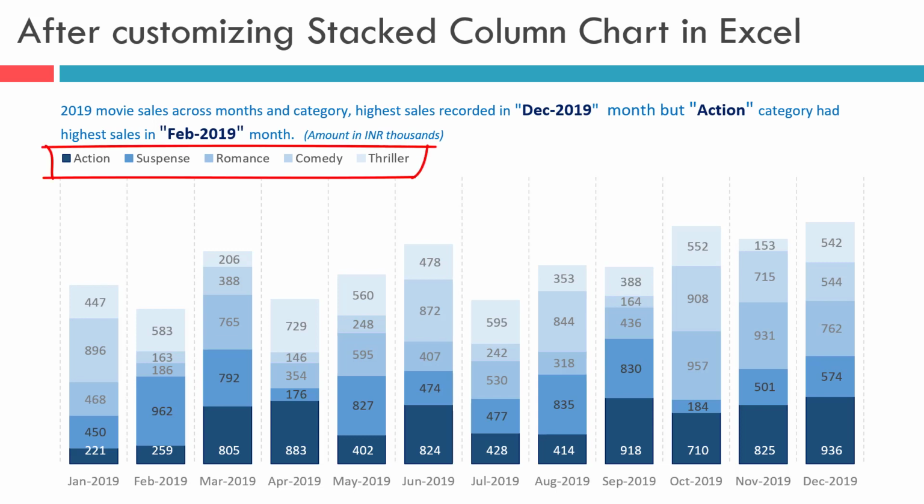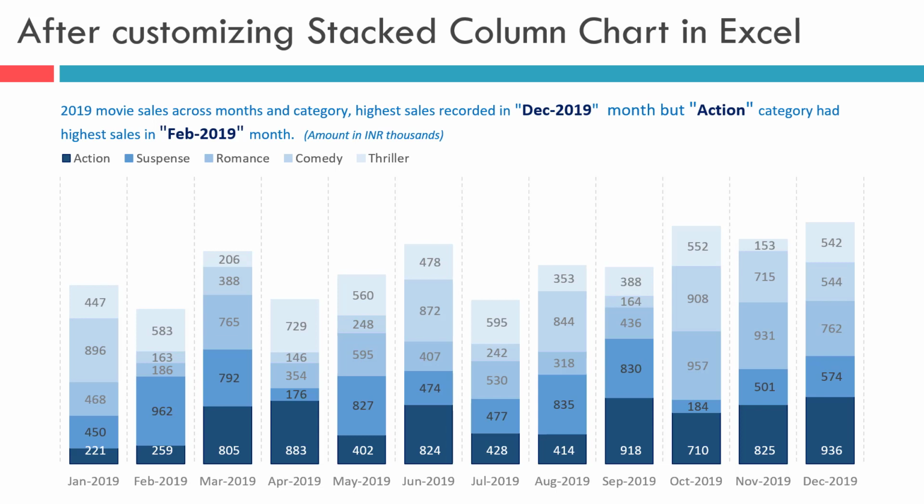Next is labels or legends are kept at the top and it becomes a little difficult to remember them. While reading the chart, your eyes would move back and forth between the legends and individual months' columns. This makes the chart difficult to read. Also, it is difficult to pinpoint highest sales across the months or within the month itself. I can go on with these limitations.